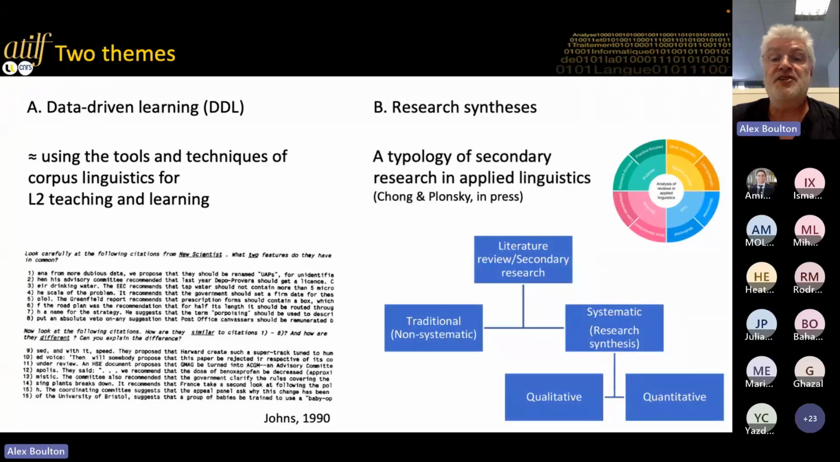The second strand is research syntheses. An interesting paper by Chong and Plonsky out recently in Advanced Access that's available. The point of research synthesis is not to do what you do normally in the introduction to a paper, which is you choose a few studies here and there, which either you agree with and support your opinion, or which are easy to criticize. The point is to be systematic about it, whether you're qualitative or quantitative, but to be really systematic about how you look at past research.